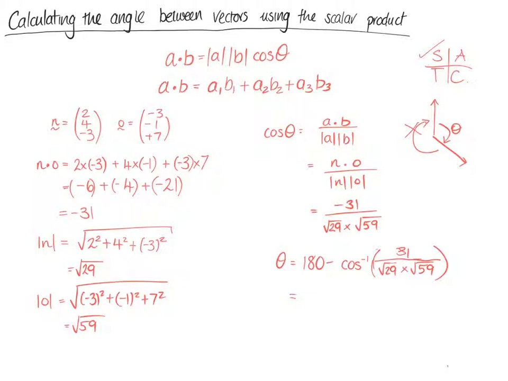So 31 divided by, and then we've got the square root of 29 times 59, and we get that it is 138.5418, and then it keeps going, so we round to get 138.54. Right, so that is our answer. So that means the angle between those two is that angle there. So it's an obtuse angle between these two vectors.